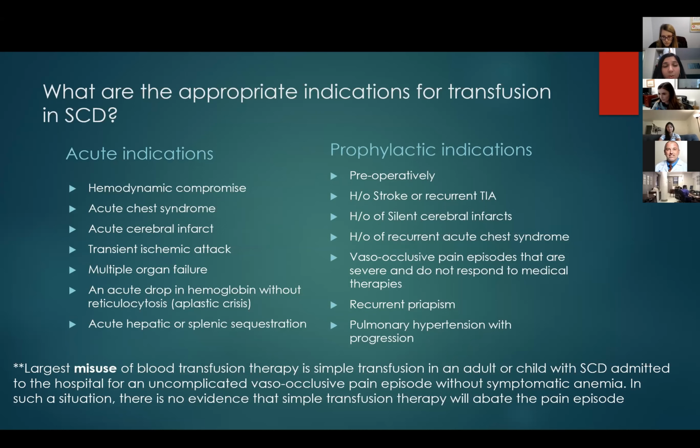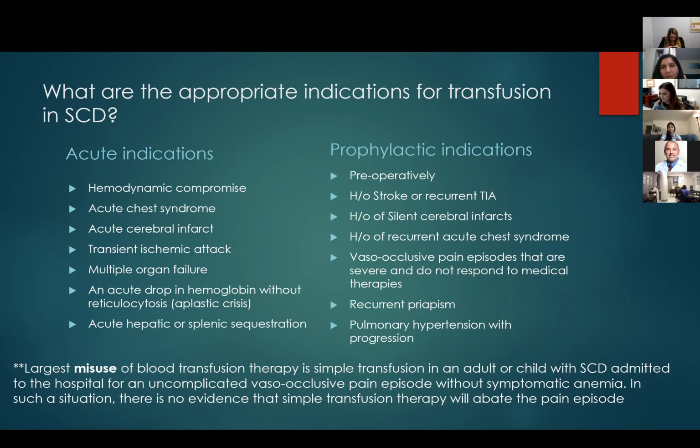But the conditions in which you would want to transfuse, you think about it as either acute indications or prophylactic indications. Acutely, it's usually in patients who have multi-organ dysfunction, are hemodynamically unstable, have acute chest syndrome, have a new stroke or a TIA, and have an acute drop in their hemoglobin, which could be aplastic crisis or acute hepatic or splenic sequestration, or anybody who has symptomatic anemia and their hemoglobin is significantly different from the baseline.